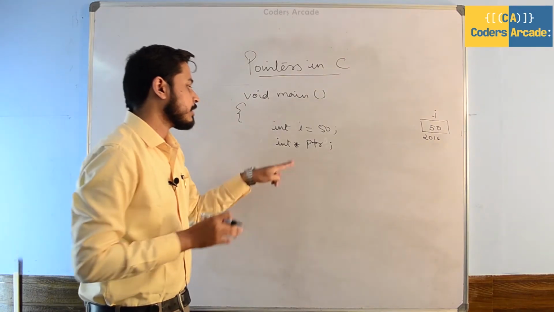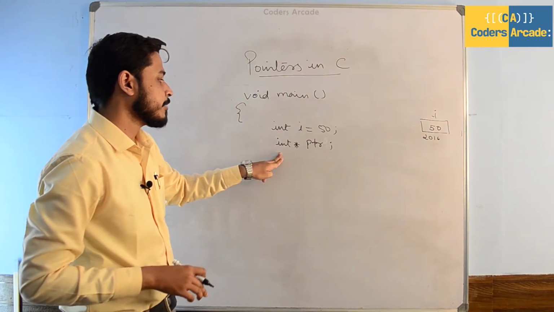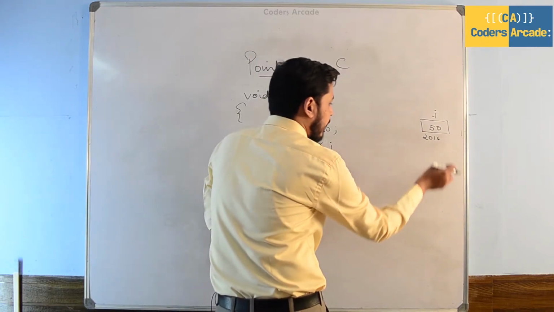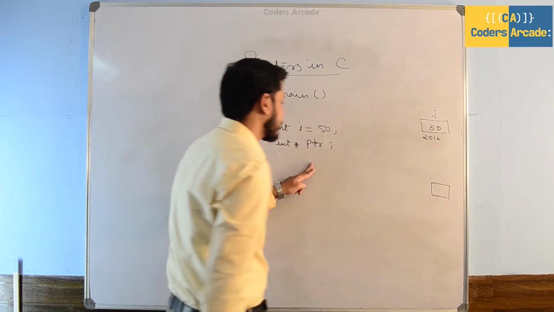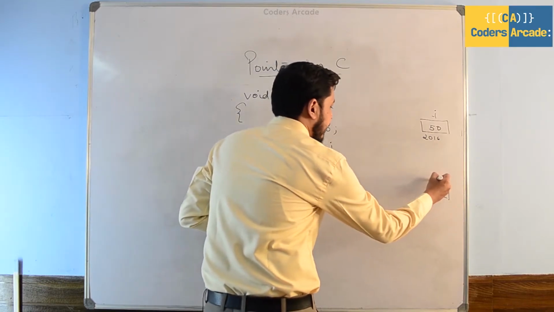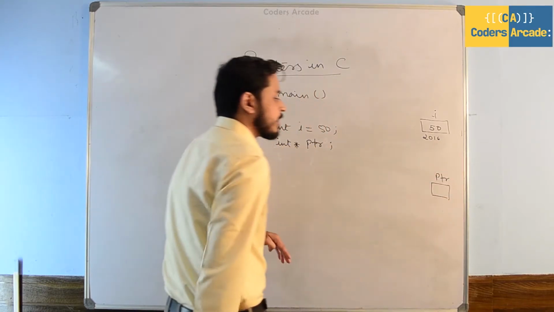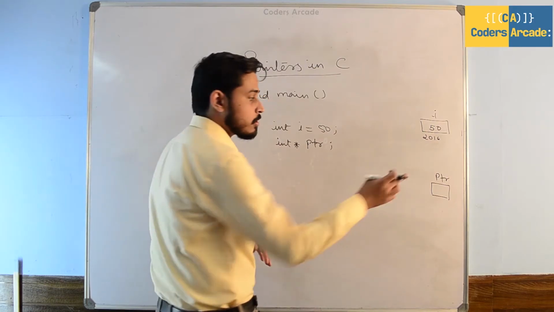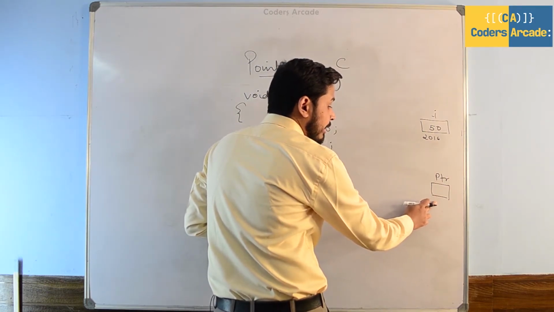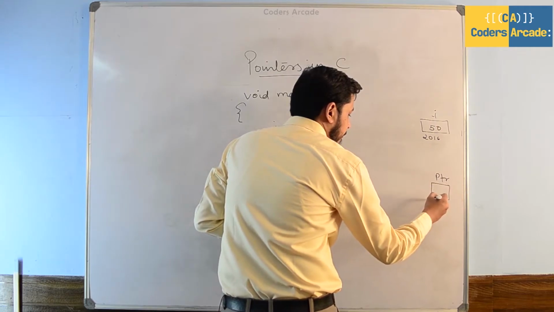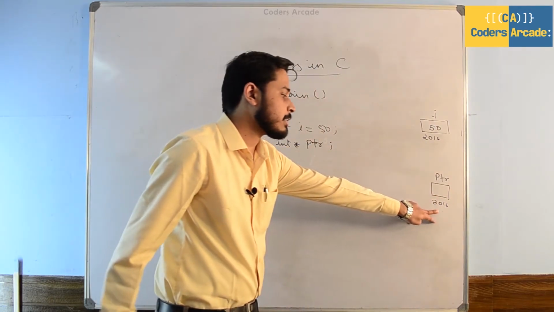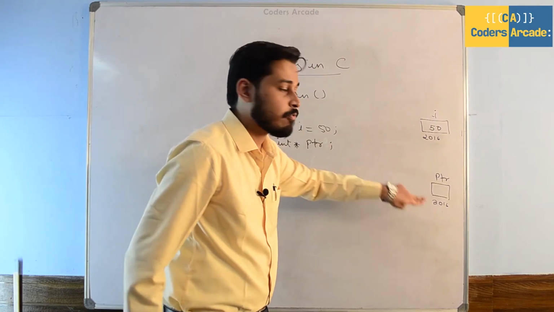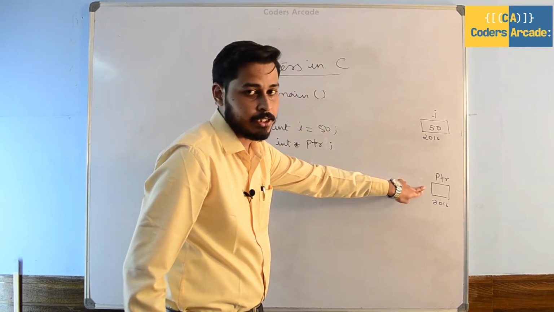Now you can see I have declared a pointer. So here in this case, the computer will again make a memory location for this ptr, and there will be again some address for this particular memory location, right? So let's say 3016. 3016 is the address of this ptr memory location.